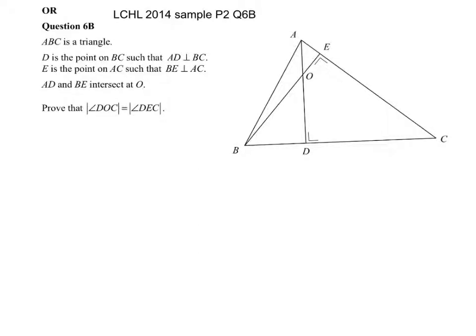2014 Leaving Cert High Level Sample, Paper 2, Question 6B. We're looking at a triangle with various different lines drawn, altitudes BE and AD perpendicular to the bases, and we're asked to look at the angle DOC, which is equal to DEC. Let's go through formally the process of being able to prove.